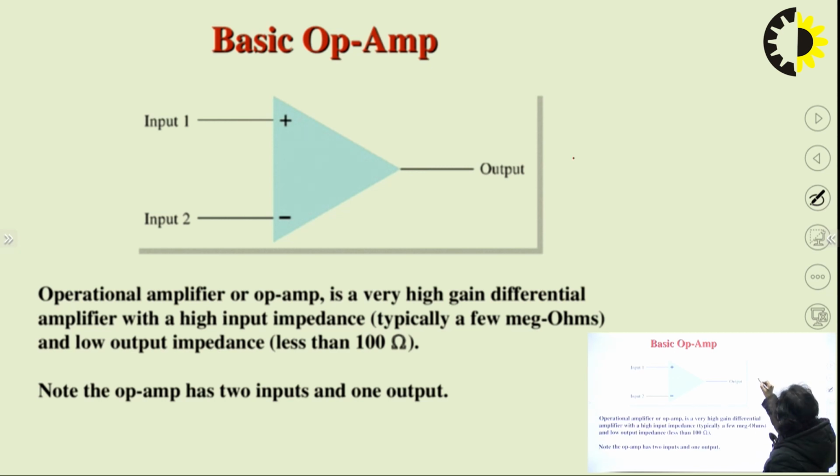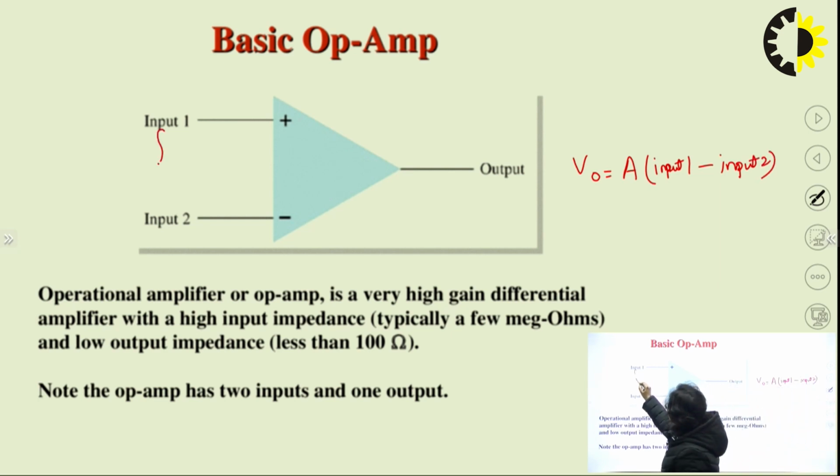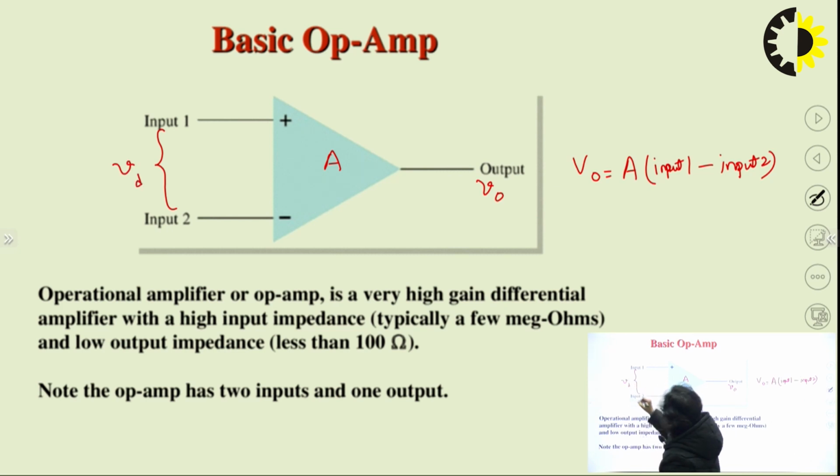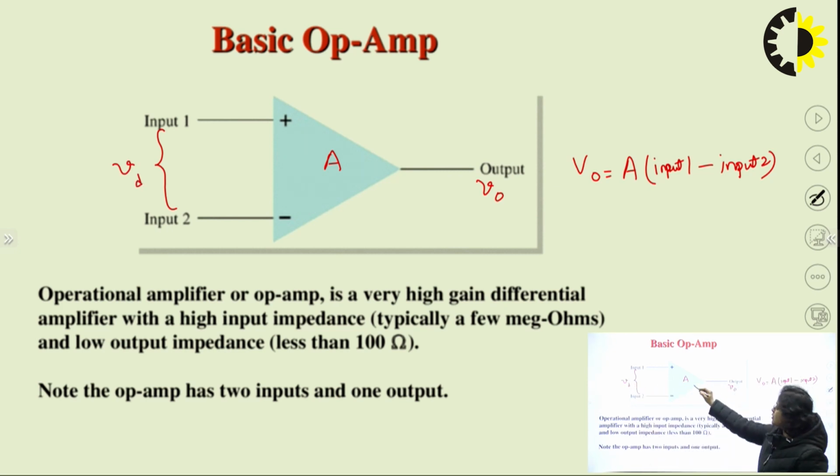We can say that the output V0 is nothing but the gain of the differential amplifier with the difference of input 1 minus input 2. So basically this amplifier amplifies the difference of these inputs with a gain A to generate output V0. If we say that the difference of the two inputs is Vd, then with a capital A gain of the amplifier, the output can be written as A multiplied by Vd.